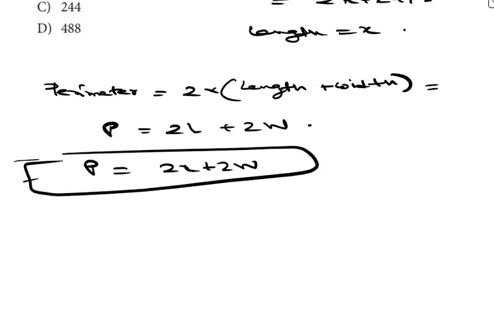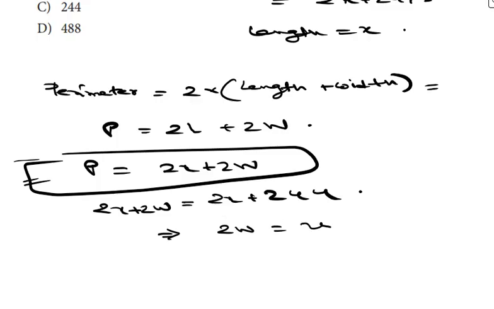Okay, now compare with the given function. From the question, perimeter is 2x plus 244. Now from the formula, perimeter is 2x plus 2w. Okay, now compare both the expressions carefully. So 2x plus 2w is equal to 2x plus 244. On both sides we have 2x, so the remaining parts must be equal. Therefore 2w is equal to 244.